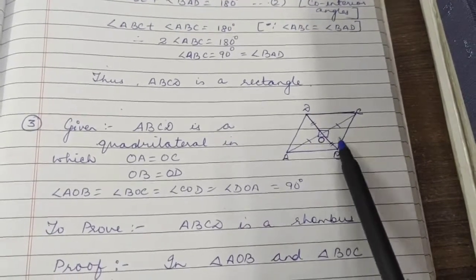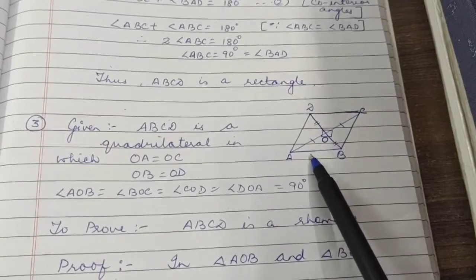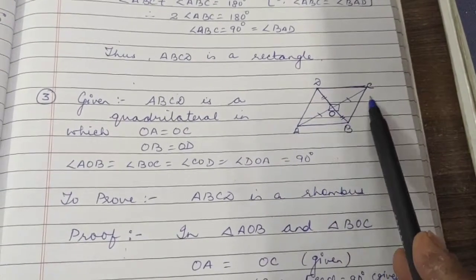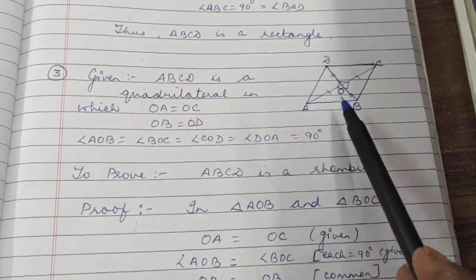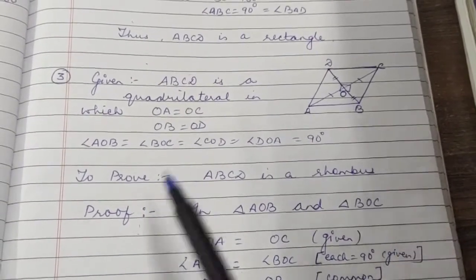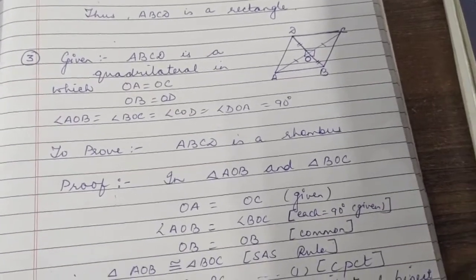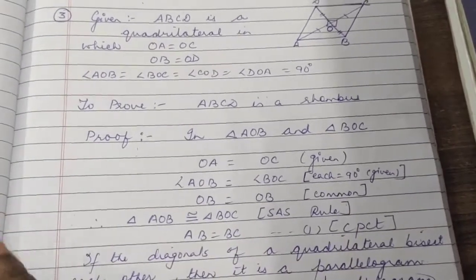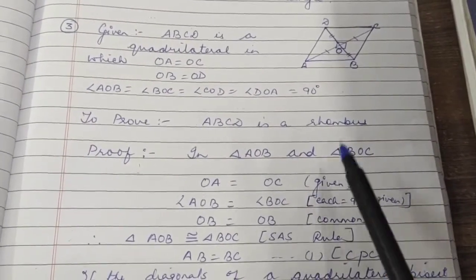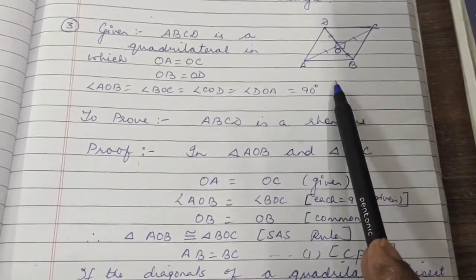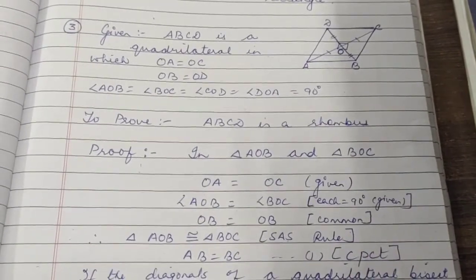For this, we will take these two triangles, AOB and BOC. Now, in these two triangles, OA equals OC, given. OB is equal to OB, common. And angle AOB equals angle BOC, each equal to 90 degrees. Therefore, the two triangles are congruent by SAS congruency rule. Now, if these two triangles are congruent to each other, then AB will be equal to BC by CPCT.